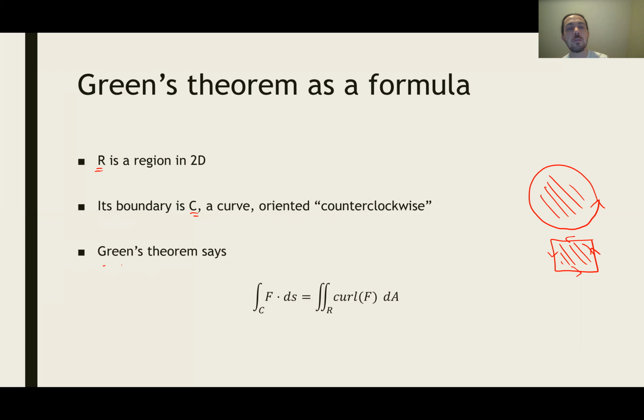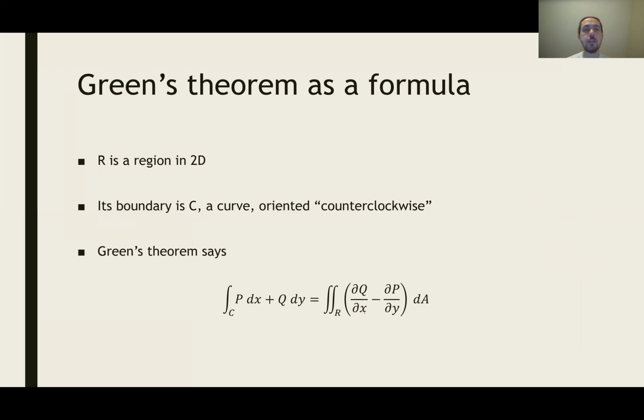What Green's theorem says is that if we calculate the line integral of a vector field around the outside boundary, that's the same as calculating the double integral of the curl. So it calculates the double integral of the curl of F with respect to area over the inside of the region. Here, curl means scalar curl.